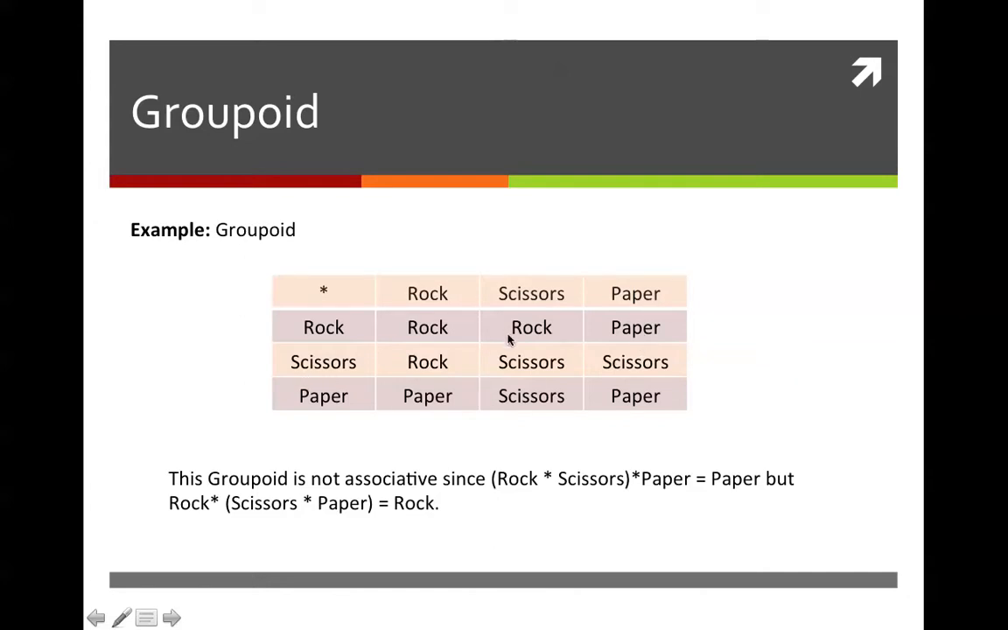And so the rest of the table is filled out the same way based on the game of rock, scissors, and paper. If you ever played this game, you would know how these pairs of choices would lead to a winning combination. So this groupoid is not associative, as I said, because if you look at, for example, rock, scissors, and paper and perform the computation in this order, you will see that you get paper out of this, because rock will actually take care of scissors here, and then rock and paper will be paper result-wise.